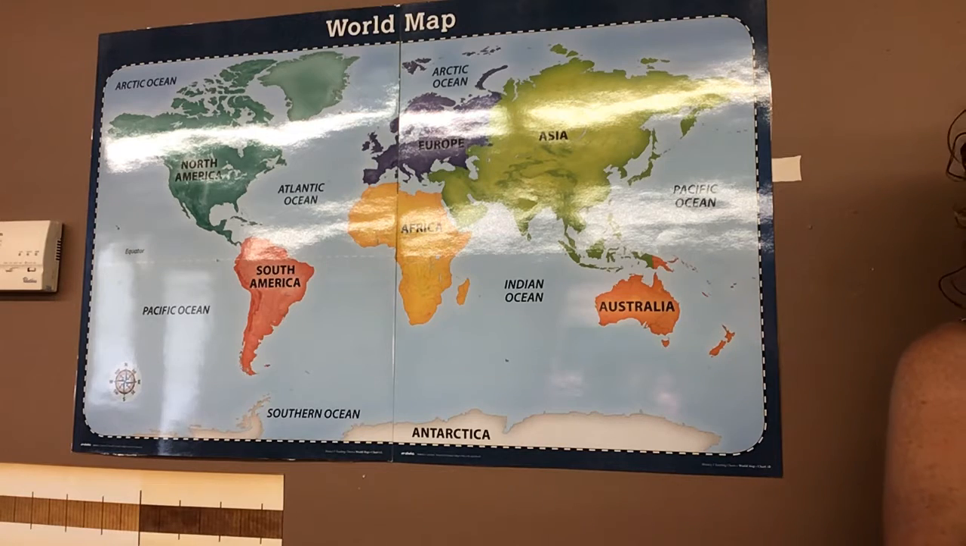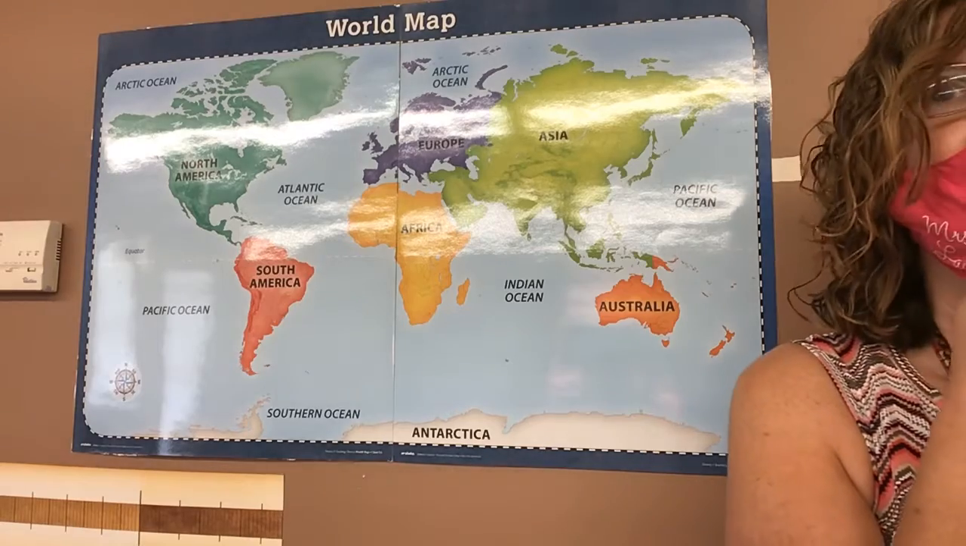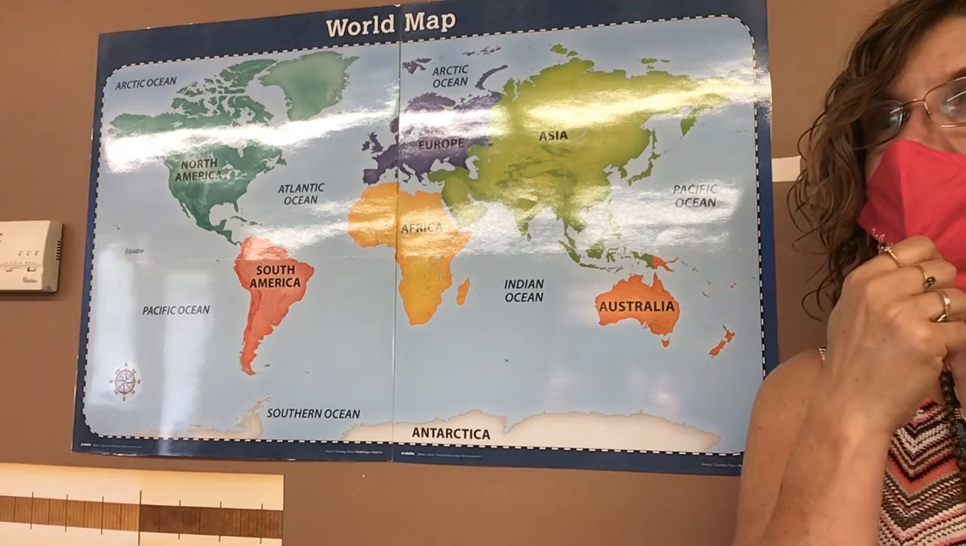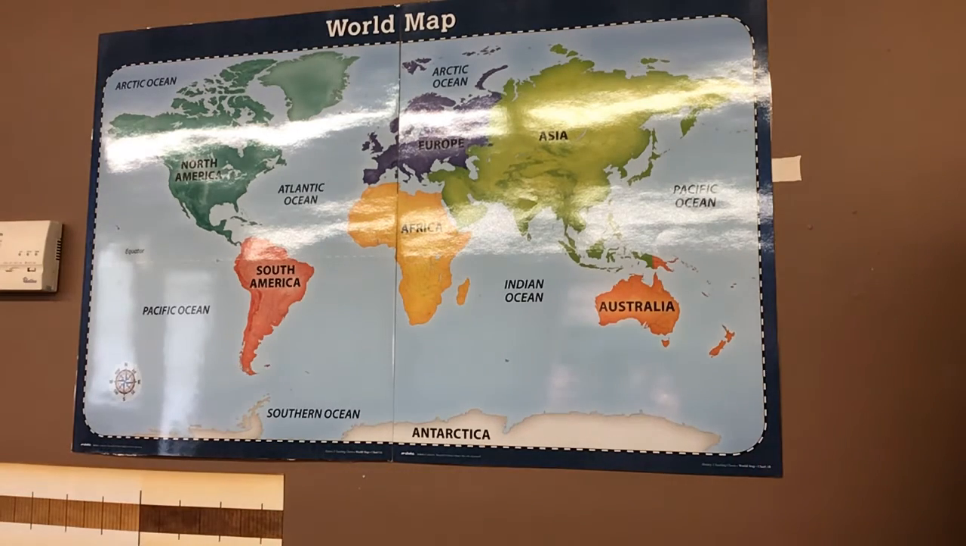Paige? Because Spain helped him get all the way over there. King Ferdinand and Queen Isabella of Spain were the ones that helped him with the ships and things that he needed to make this voyage.